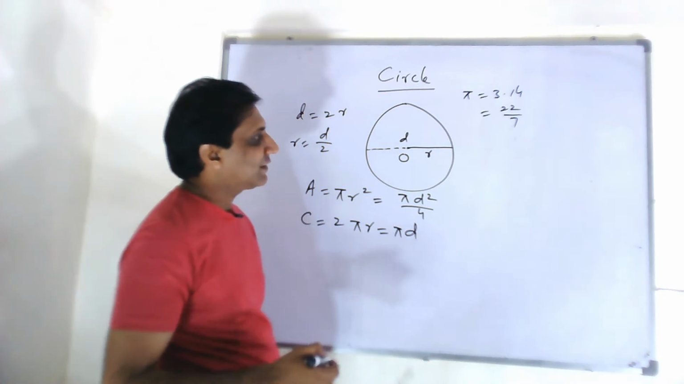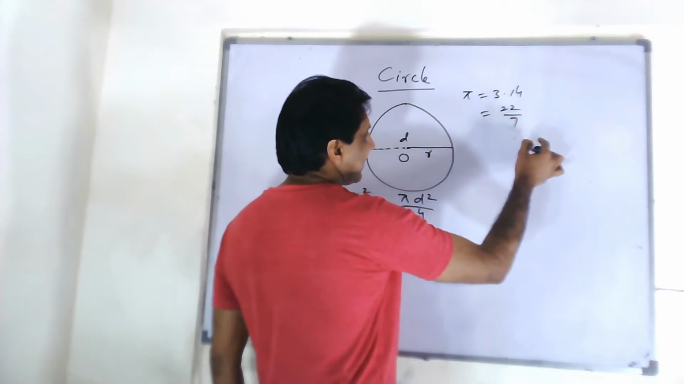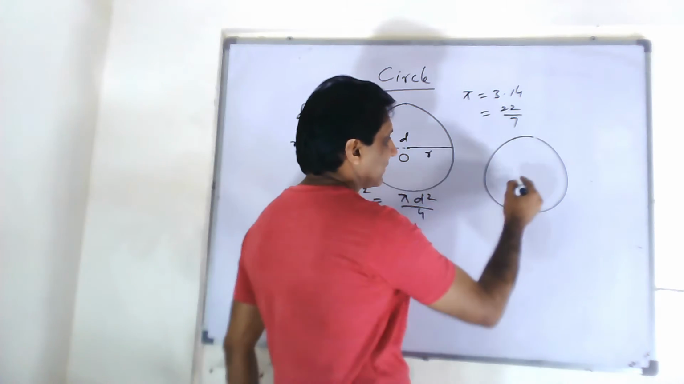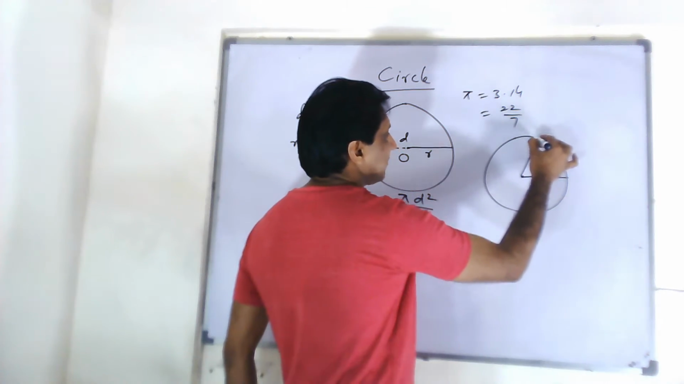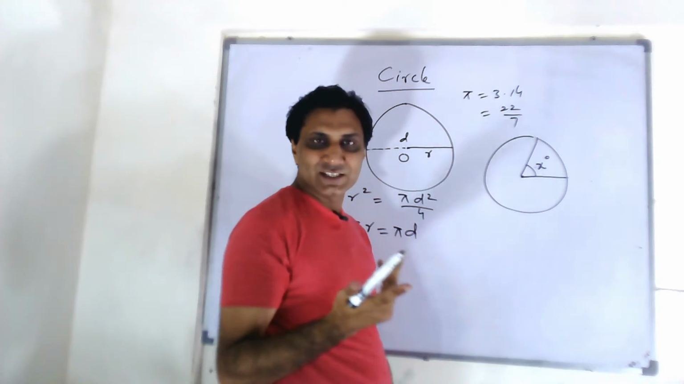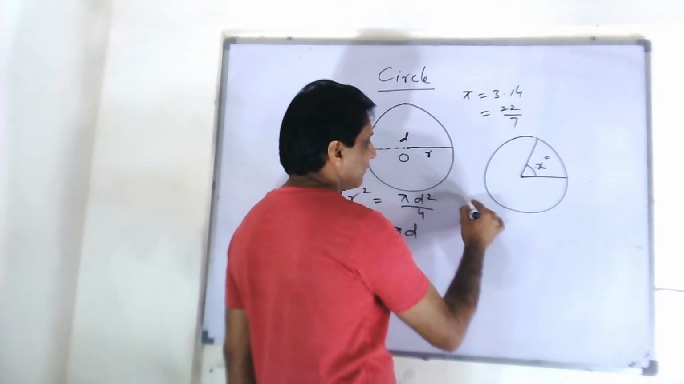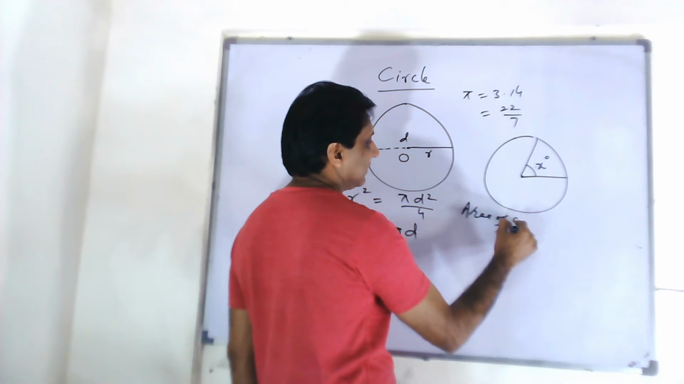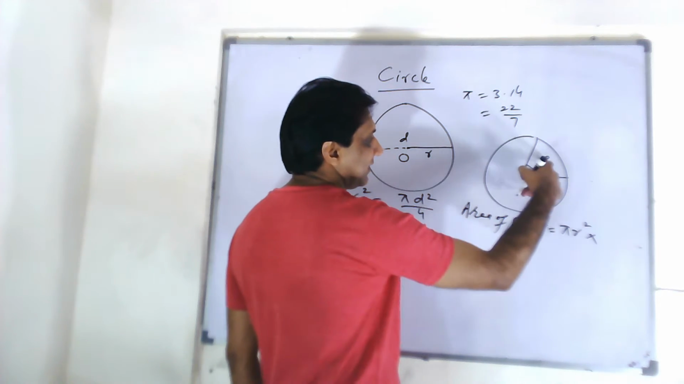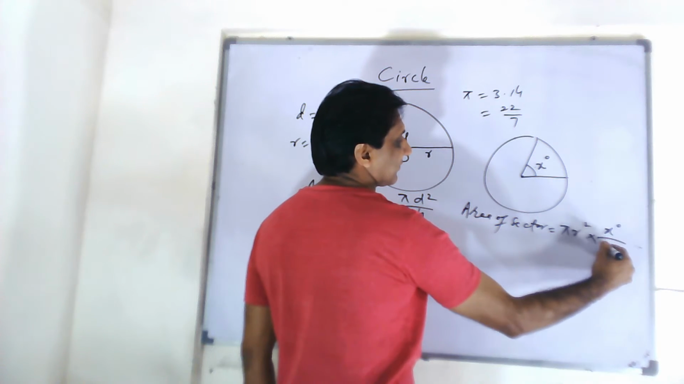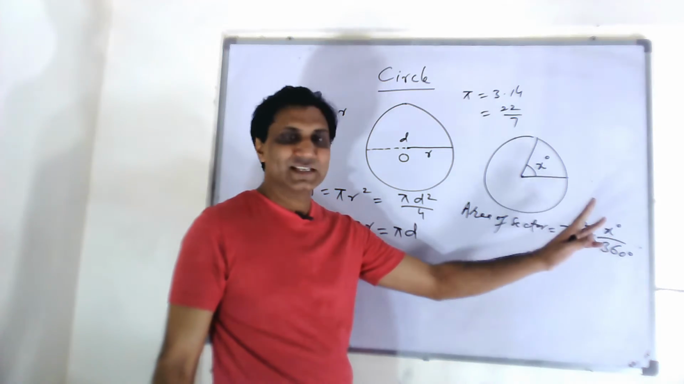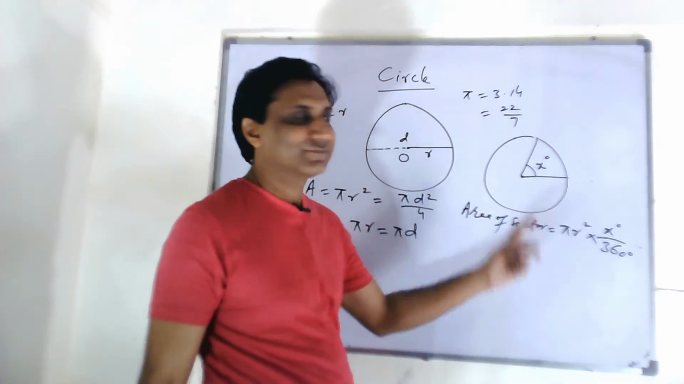Sometimes what happens, they ask you to find the area of a sector, not the complete circle, like this partial area. The angle is given as x degrees, 30 degrees, 60 degrees, whatever. So the area of the sector can be found by simply pi r squared times x over 360. If this is 60, then this will be 60 over 360, 1/6 of the total circle.